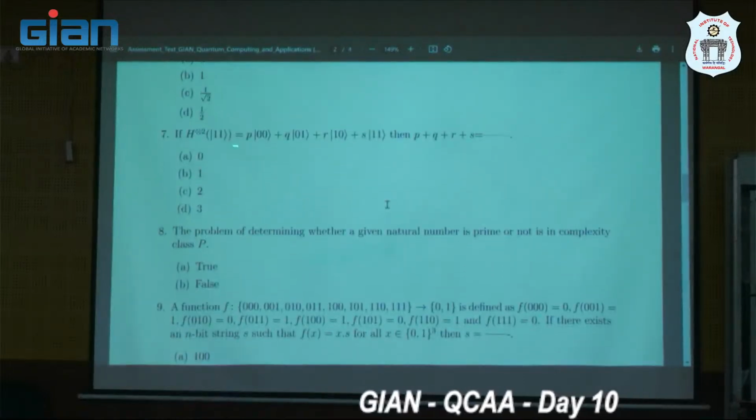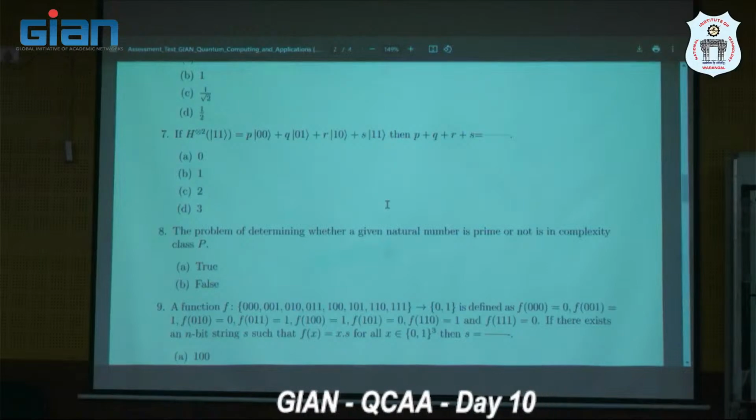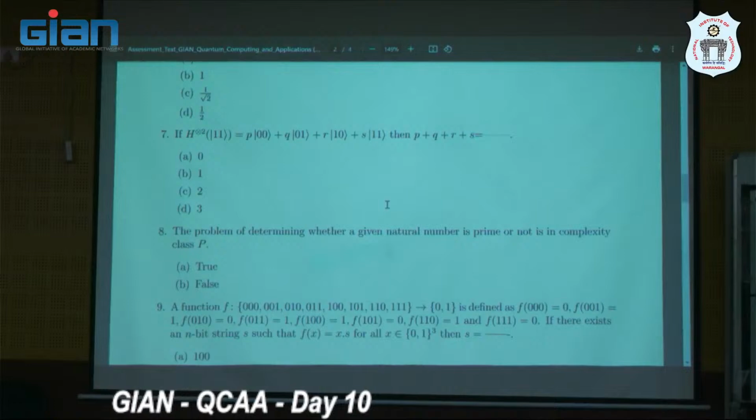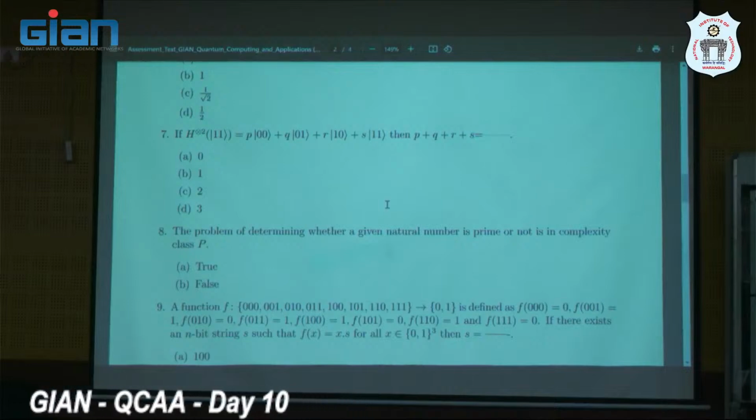Seventh question. This one, what is the answer? 0. Easy, right? Because 2 will be plus 1, 2 will be minus 1. Agreed? And then half, half, half, half with 2 signs.